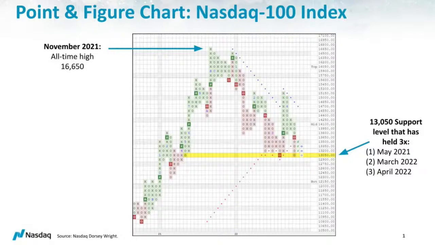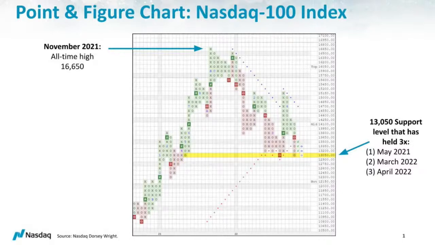So definitely we've seen buy signals turn to sell signals. Those are signals that we track on point and figure charts. And we've seen key levels of support tested. So just yesterday on this chart, I have a level of support highlighted there in yellow. We saw the Nasdaq-100 bounce off of this support level. This is a support level that goes back almost a year now, to May of 2021. This was tested and it's held 3 times.